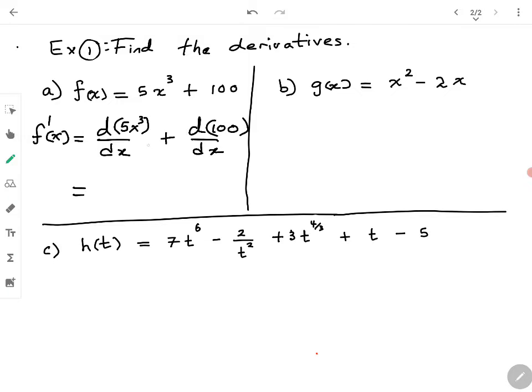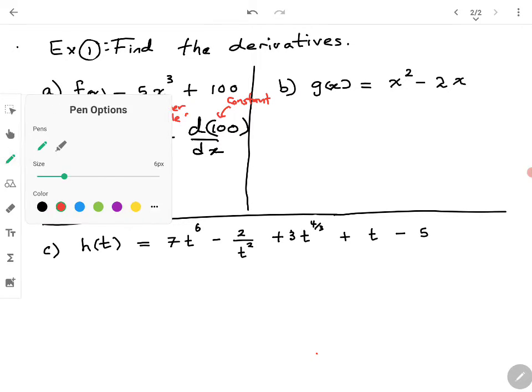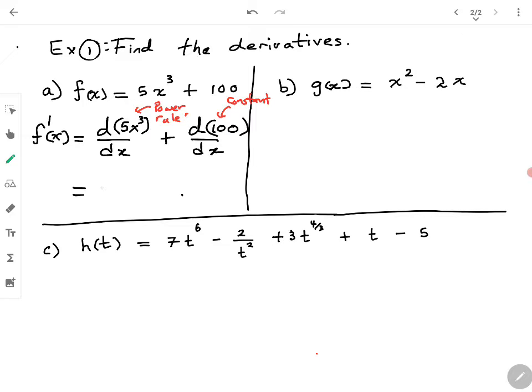So for 5x cubed, that's a power, so you use the power rule. 100 is a constant, so you use the rule for the constant. So for 5x cubed, using the power rule, you bring the power 3 down, then subtract 1 from 3. And for the constant, the derivative is always 0. So here the final answer is 15x squared. So that's how you do the first example.